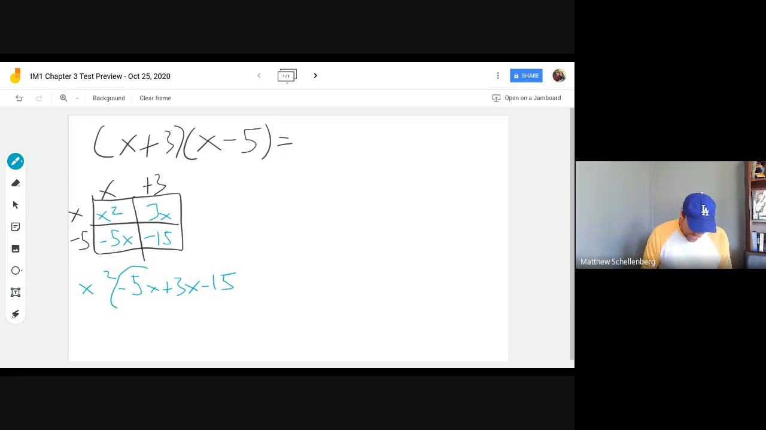And these are like terms. They are like because they both have a single x. They have the same variable, nothing else. So we combine those and we get x squared minus 2x minus 15.